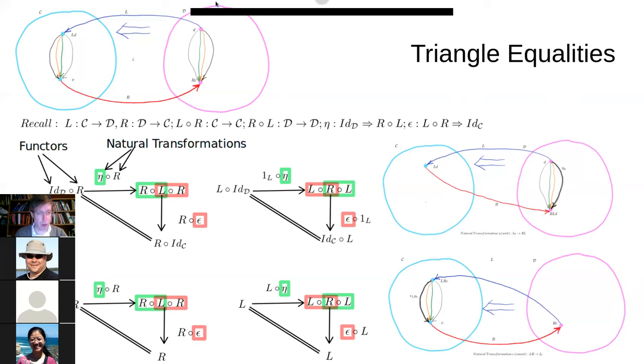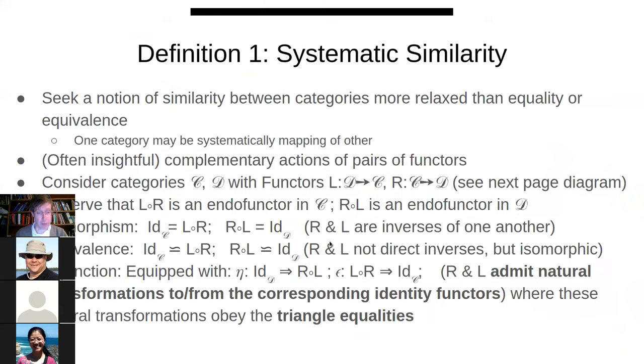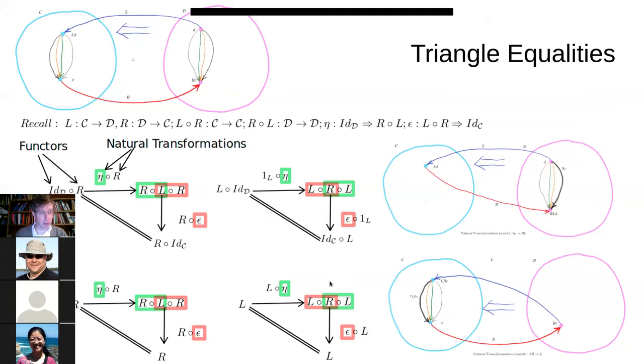We're just going to have some reminders here about some of the basics. R after L is an endofunctor in D, that is, it maps D to D. L after R maps C to C. Eta maps ID in D. So this is the natural transformation between the identity functor on D, mapping D to D, literally like the D object to the D object, some morphism to the same morphism. And this is a natural transformation to this functor, R after L. Okay, so equipped with that, let's look at these triangle equalities. You need them for this definition. This by itself is not enough. You've got to have the triangle equalities.